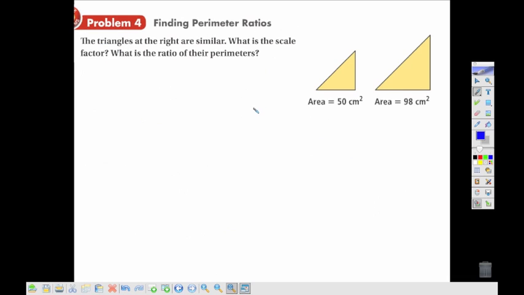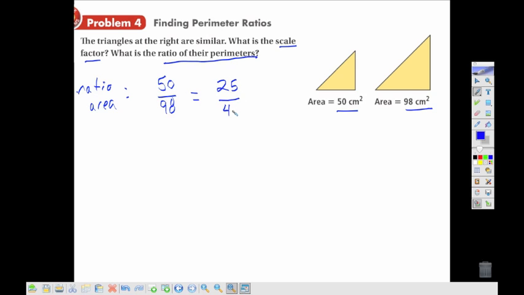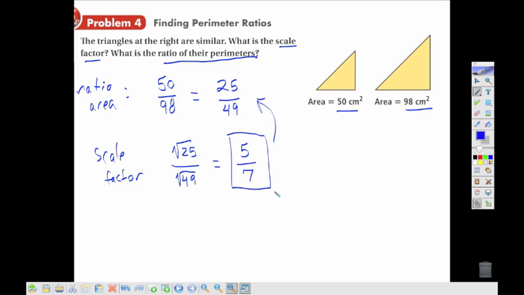In the next example, we're only given the areas, and we're just asked to find the ratio of the perimeters. We're also asked to find the scale factor. Now what we can find here is the ratio of area, which will be 50 over 98, which we can simplify to 25 over 49. Now since we're working backwards, if we want the scale factor, we're going to take the square root of that, which will give us 5 over 7. Because if we square this, that would give us 25 over 49. So this will both be our scale factor and the ratio of the perimeters.